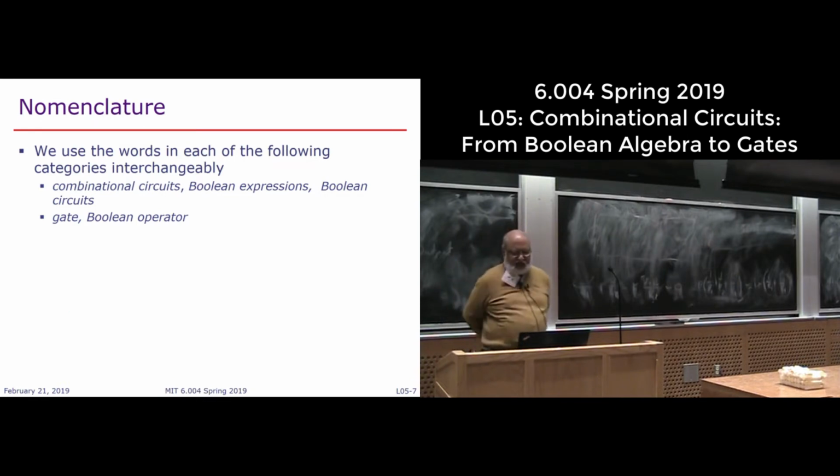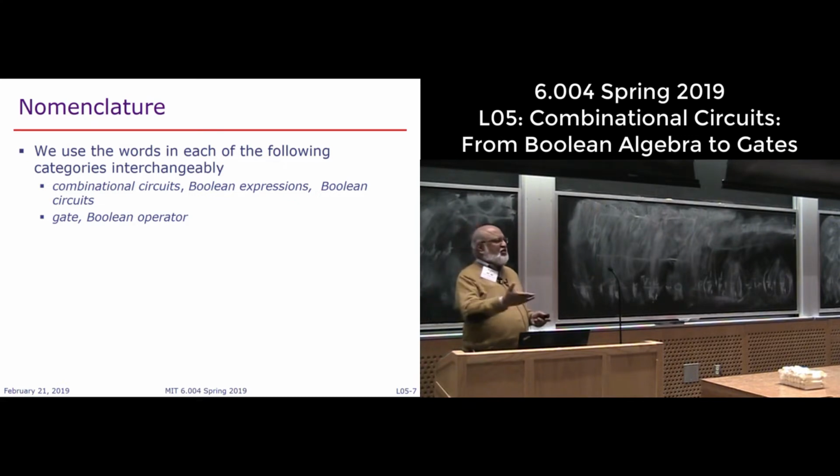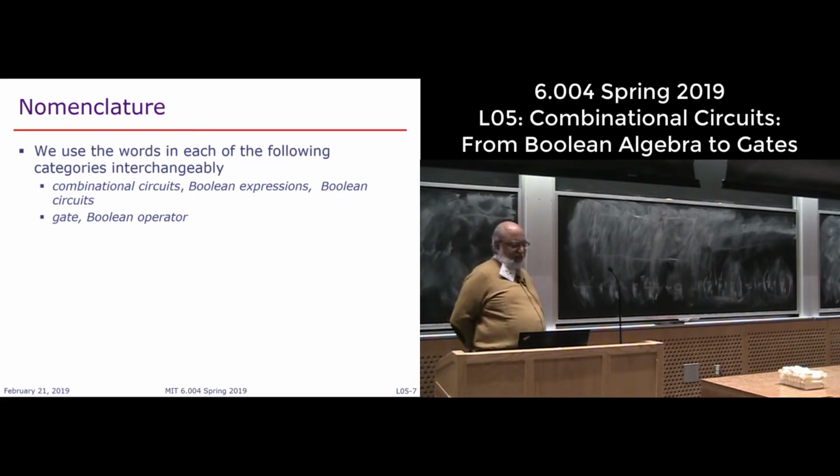This is just a slide on nomenclature, so that you don't get confused by the different words we'll be using. For example, combinational circuits, Boolean expressions, Boolean circuits, these are all in the same equivalence class. Given my mood and the temperature, we use different things, whatever I can remember. Or things like gate or a Boolean operator, they're also synonymous in our thinking. So this is very, very standard nomenclature. Everybody does that.